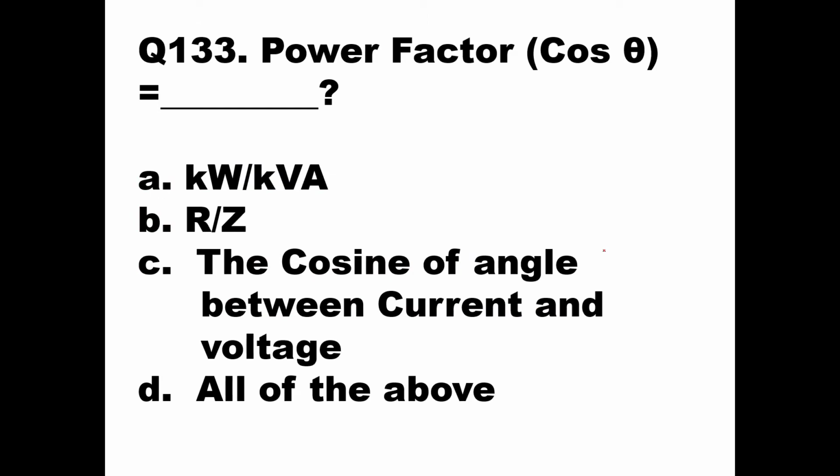Power factor cos theta is equal to dash what? The first option is kilowatt upon kilovolt ampere. The second option is R upon Z. The third option is the cosine of the angle between current and voltage. All the first three options are correct. It can be kilowatt upon kilovolt ampere. It can be resistance upon impedance. It can be the cosine of the angle between voltage and current.